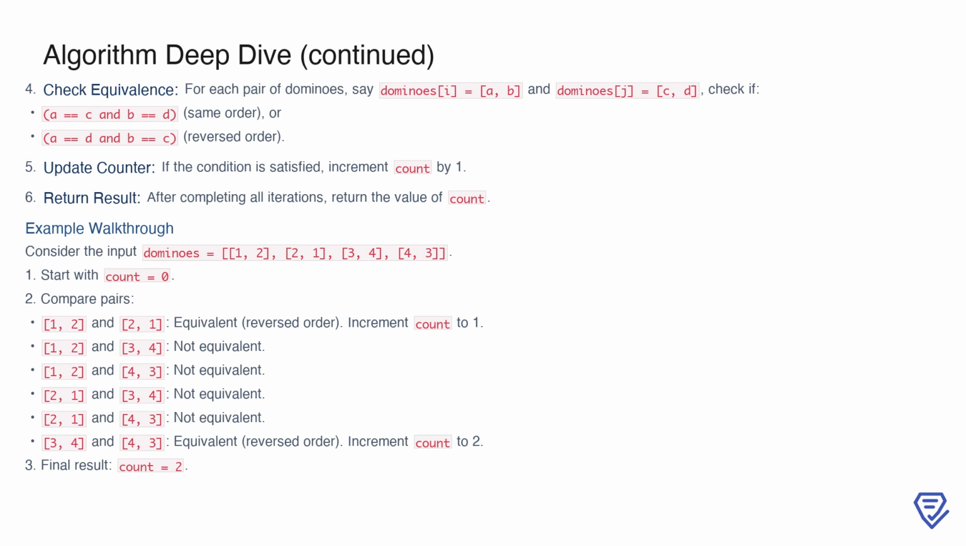For example, given the input [[1, 2], [2, 1], [3, 4], [4, 3]], we initialize the counter at 0 and compare each pair of dominoes. We find that (1, 2) and (2, 1) are equivalent in reversed order, so we increment the counter to 1. Similarly, (3, 4) and (4, 3) are also equivalent, bringing the counter to 2. The final result is a total of 2 equivalent pairs.